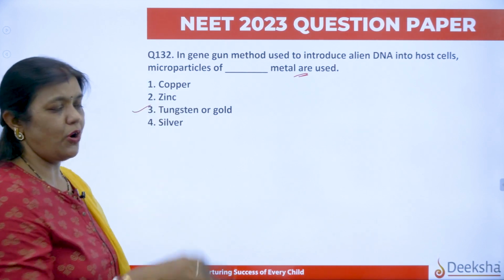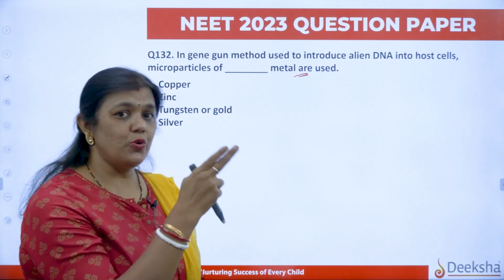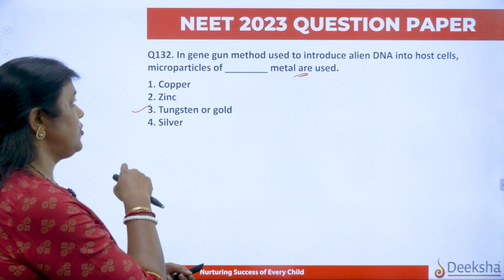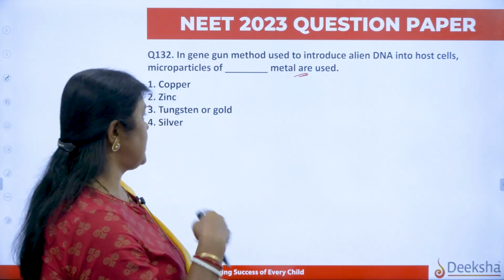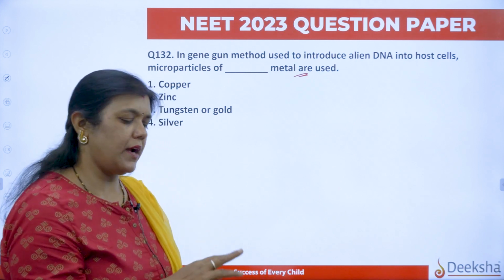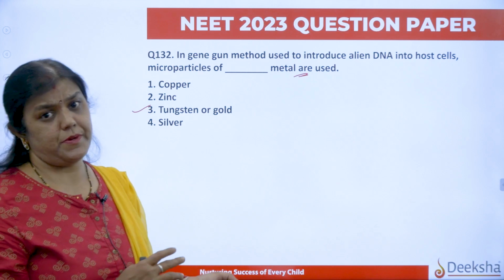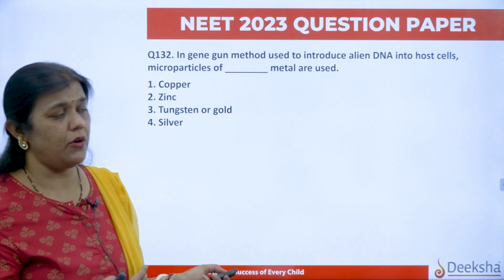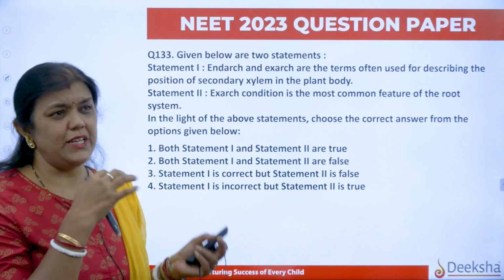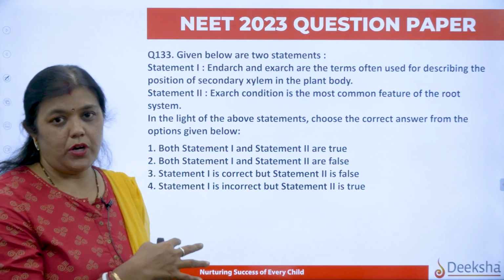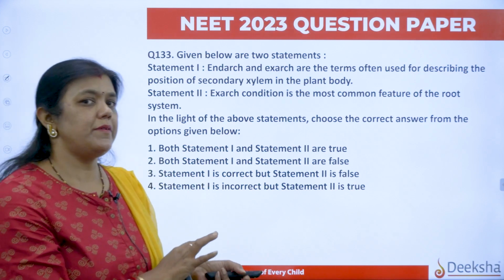Copper, zinc and silver are not used in gene gun when you directly send the alien DNA into the host cell by gene gun technique, where you use the microparticles which will be having tungsten and gold on it, not the other one. Again, direct questions from NCERT, easy to answer. I will say botany was comparatively easy, from what I'm analyzing right now. Looks like for most of the questions, we need not think so critically. Oh my God, do I have to do a lot of calculations? Do I have to think so much? No, it looks comparatively easy to me.